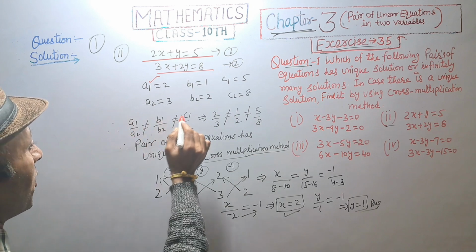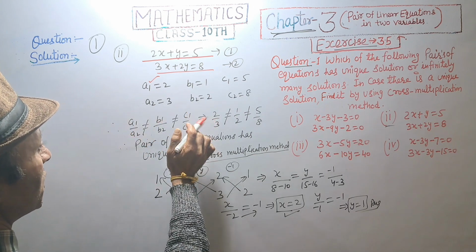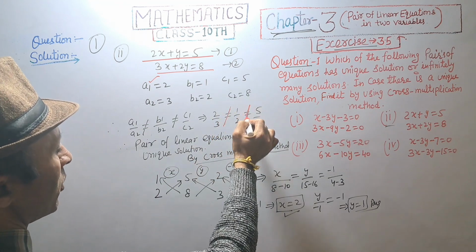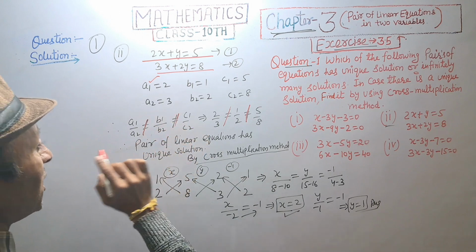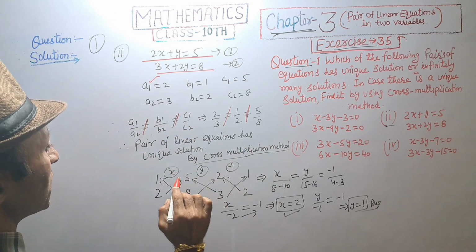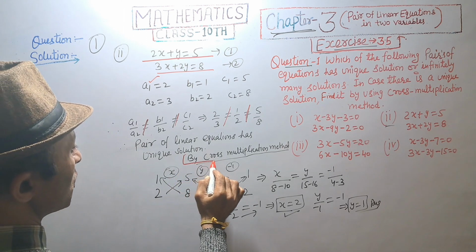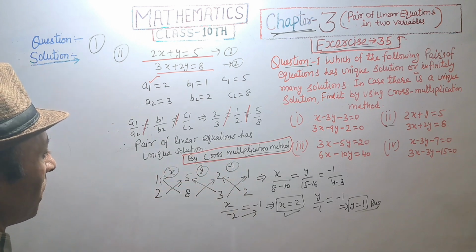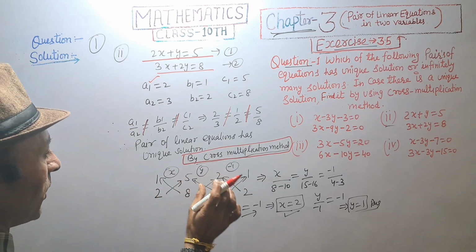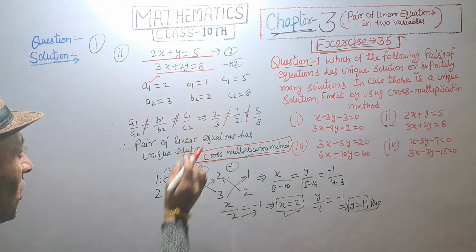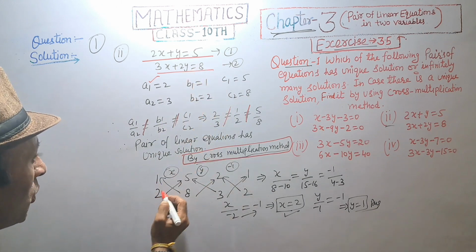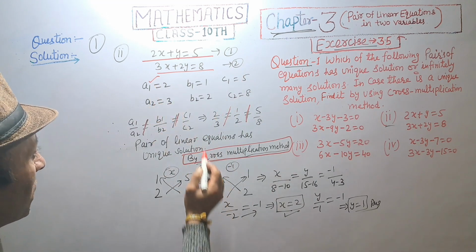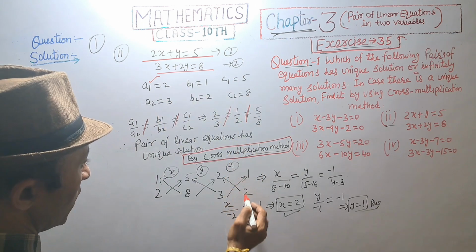a1 upon a2 is equal to b1 upon b2 is equal to c1 upon c2, but a1 upon a2 is not equal to b1 upon b2 and not equal to c1 upon c2. Then pair of linear equations has unique solution, and so by cross multiplication method, we find the value of x and y. X upon second 1 2, third 5 8, first 2 1 2 3, and last, that is 1 2.